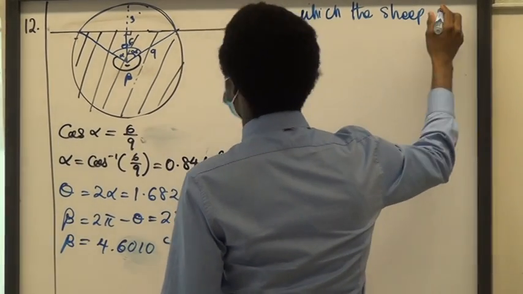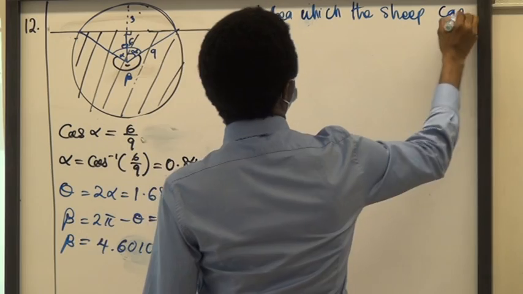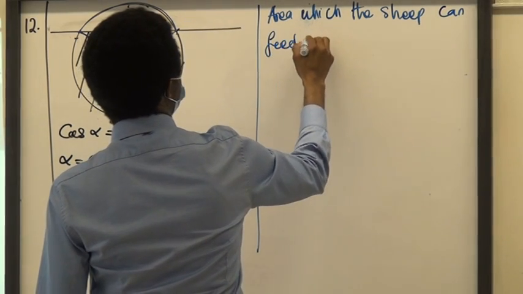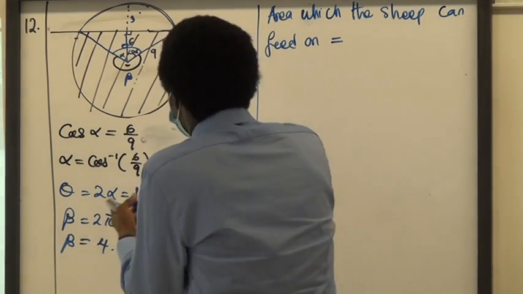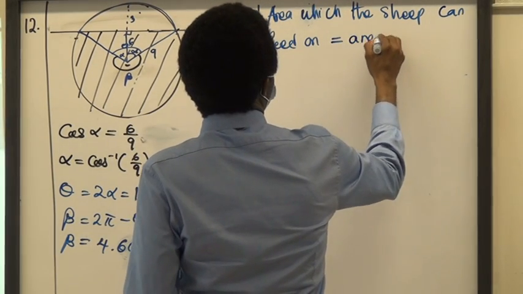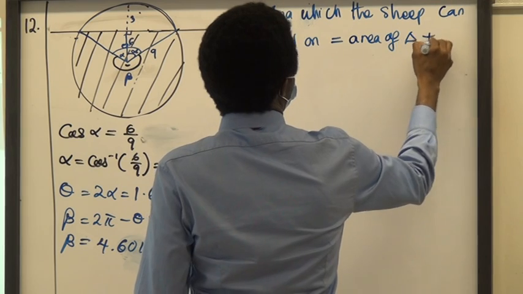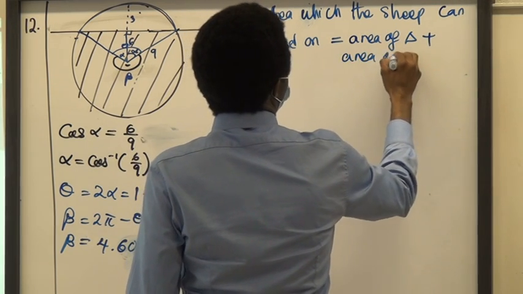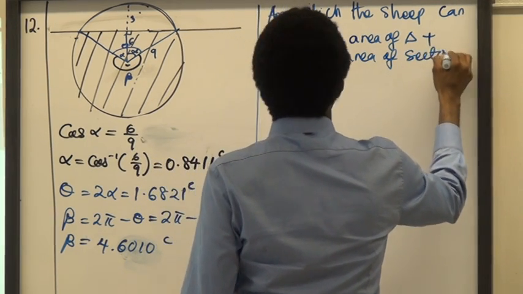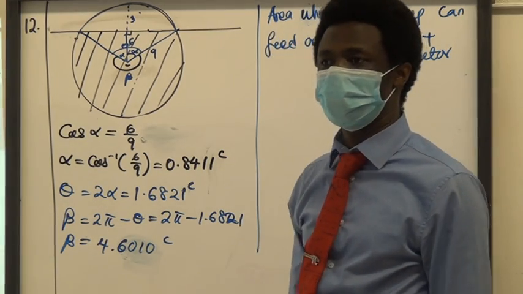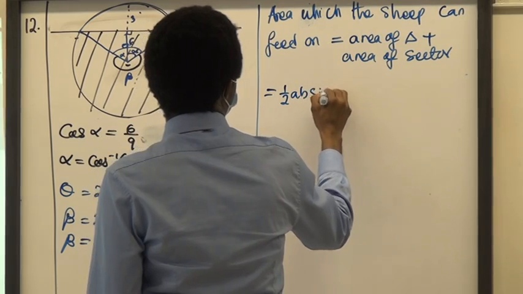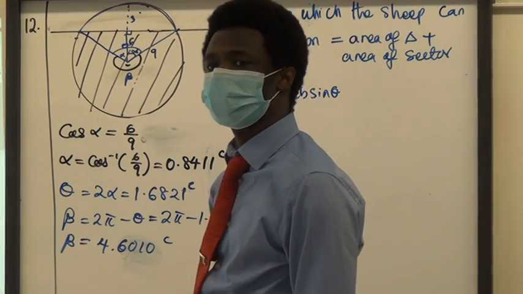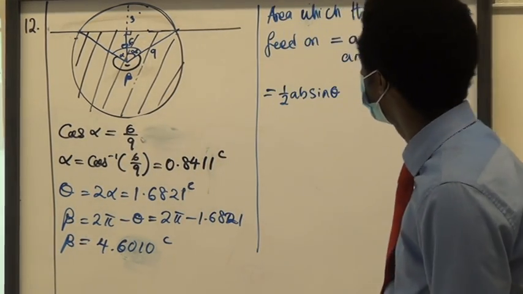So the area which the sheep can feed on is equal to, okay, what? Whatever you want to do, you communicate. Area of triangle plus area of sector. Okay? Area of triangle is half AB sine theta. Communicates. That's done. Yes, sir. Do you write it like major sector?